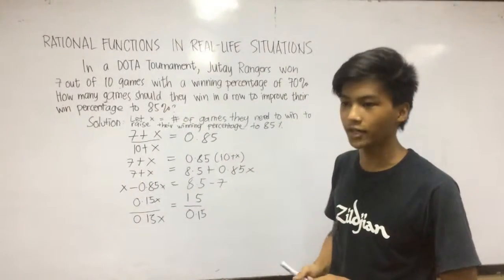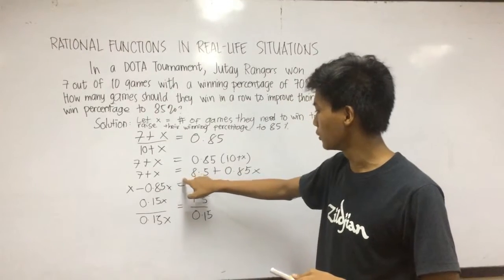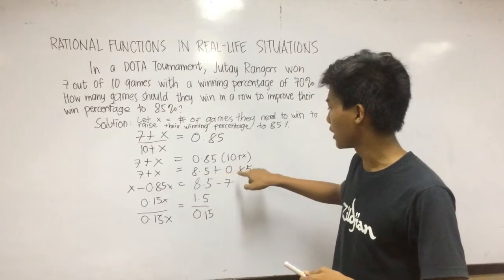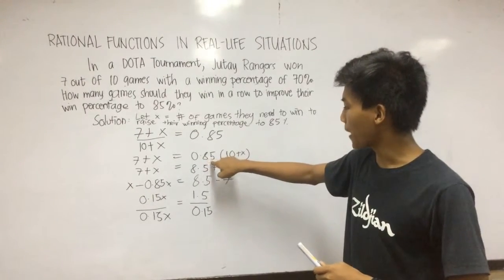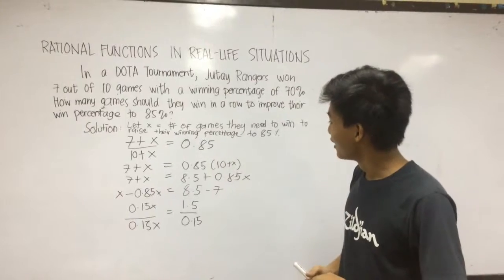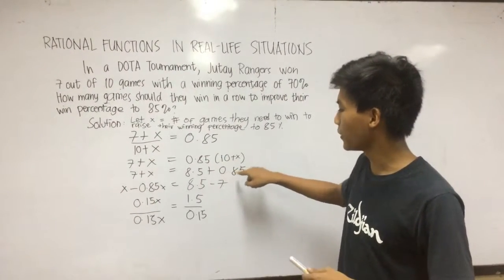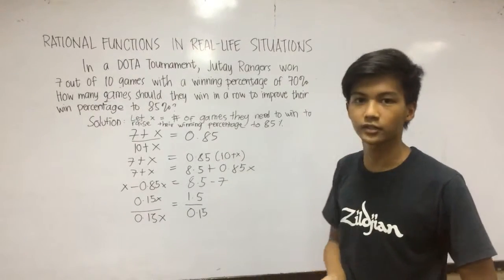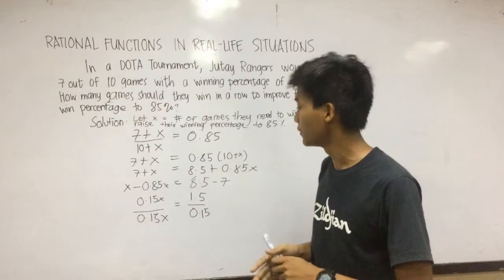And then, mag-move on lang tayo sa pababa. So, 7 plus x equals to 8.5 plus 0.85x. So, paano nangyari yun? 0.85, ita-times nyo lang siya sa 10, which is magiging 8.5. Then, 0.85 times x, magiging 0.85x. Tapos, matapos nun, move on tayo sa susunod.